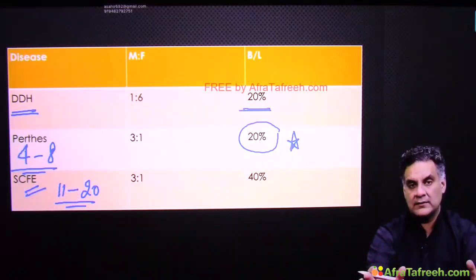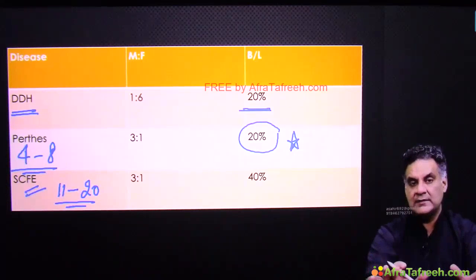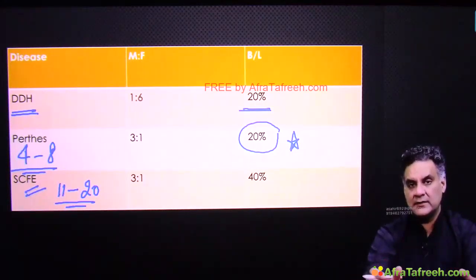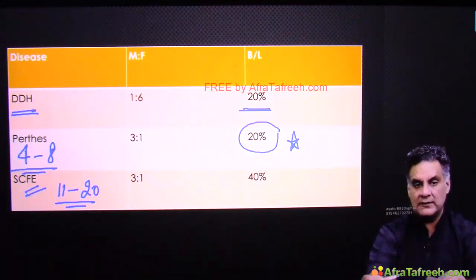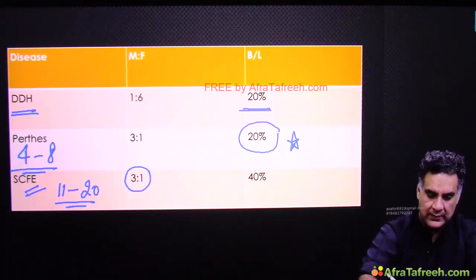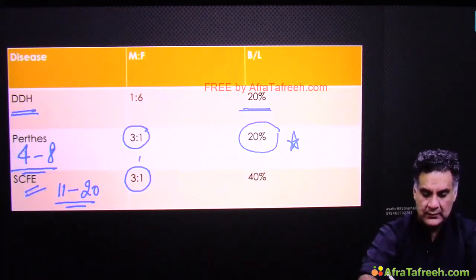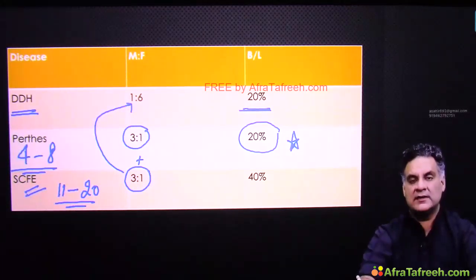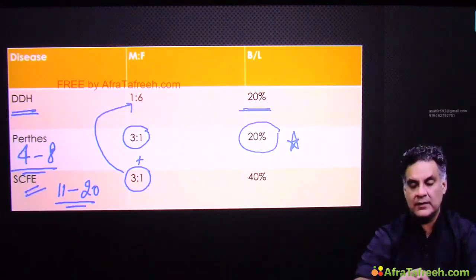osteosarcoma, osteochondritis dissecans, and slipped capital femoral epiphysis. When I look at the male to female ratio, slipped capital femoral epiphysis is more common in males, Perthes more common in males. You add them, go in the reverse order, down to up. 1:6 for DDH, more common in females.